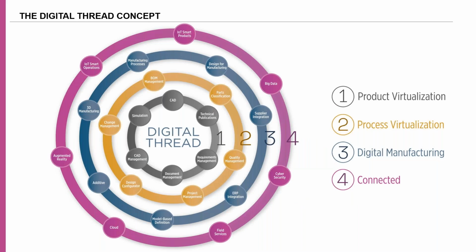A small piece of information about the digital thread concept. This basically tells us how communication is flowing in a manufacturing environment. As you see, the first circle consists of the CAD, the documentation management, the simulation. As you grow out of this circle, everything needs to be interconnected. So the BOM management, the part classifications, the design configurator, and then we slowly grow out of these circles, and then we get to know how information flows in our department.